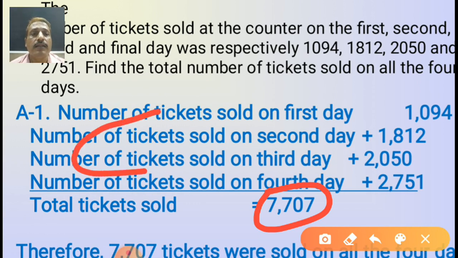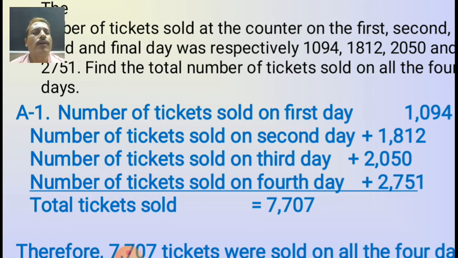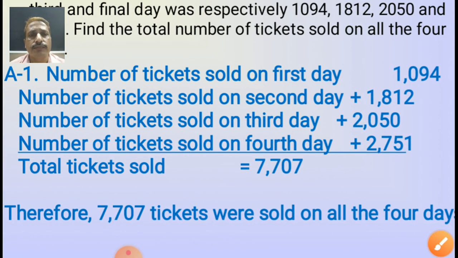And here, will you write the statement this way? Number of tickets sold on the first day, number of tickets sold on the second day, number of tickets sold on the third day, number of tickets sold on the fourth day. Easy or hard? Easy. Which gives you marks. At last you should show the total number of tickets sold. Clear? If you want to make one more statement, you can. Therefore, 7,707 tickets were sold on all the 4 days. Clear? Shall we move to question number 2?